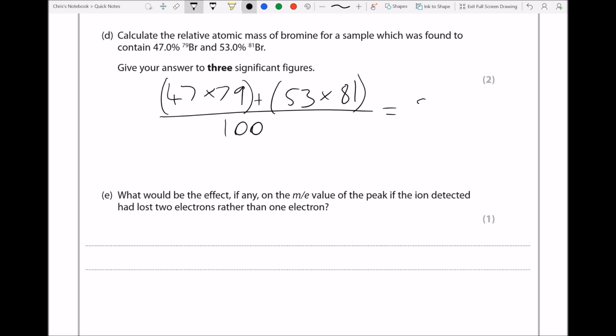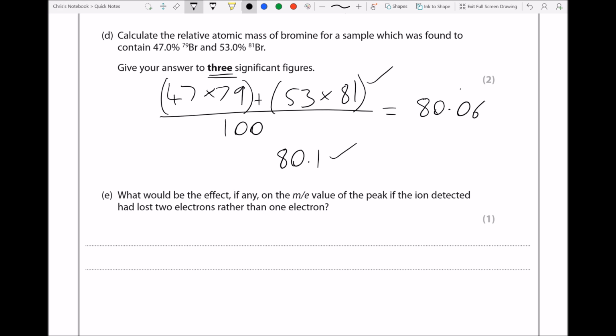And we should get 80.06. But we have to give it to 3 significant figures. So that's going to be 80.1. That's your answer, so you get your 2 marks. You get 1 for working out this bit, and then 1 for your final answer. Not that one, that's your final answer there. Getting your 80.1, making sure it's 3 significant figures. If it's not 3 significant figures, you'll lose that mark.